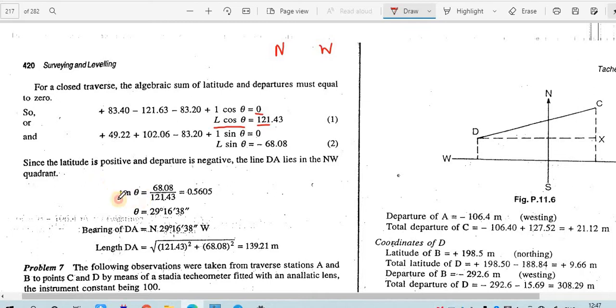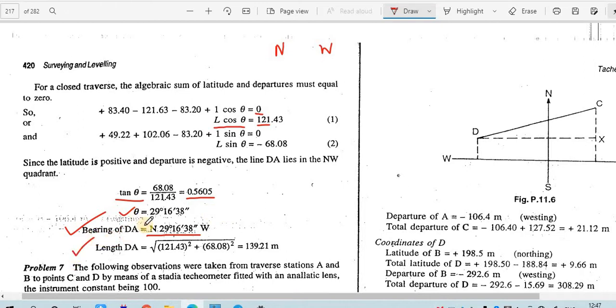So the angle will be coming out to be what? tan theta is equal to what? L sin theta divided by L cos theta. So the final value is coming out to be 0.506, and the angle in the form of degree, minute and second will be 29 degree 16 minute 38 second. The bearing of DA will be north 29 degree 16 minute 38 second.